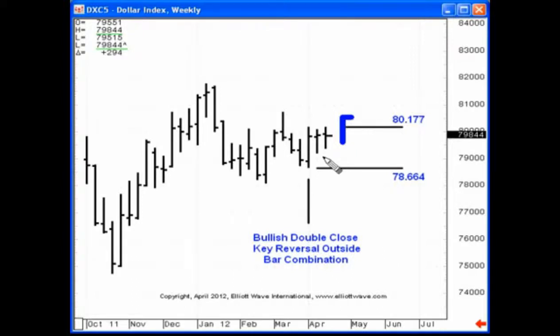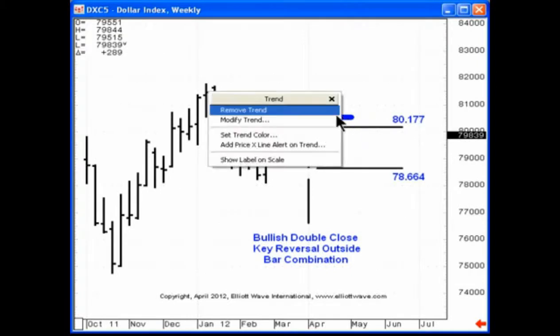Once that happens, that'll essentially be my trigger. And rather than running the stop at, say, potentially 78.664, you could probably get it a little bit closer, even tighter, because this is a weekly price chart. But bottom line, this is the potential that's building in this market.